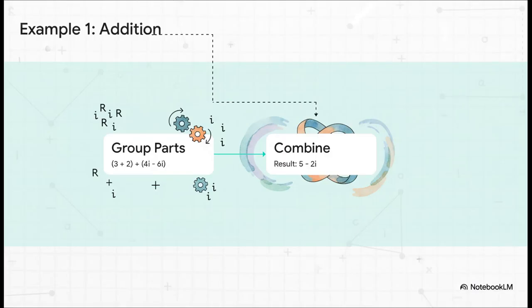As you can see, first thing we do is group up the real numbers. That's the 3 and the 2. Then we group the imaginary parts, the 4i and the -6i. Now we just do the math. 3 plus 2 is 5. 4i minus 6i is -2i. So our final answer is 5 minus 2i. See? Not so bad, right?